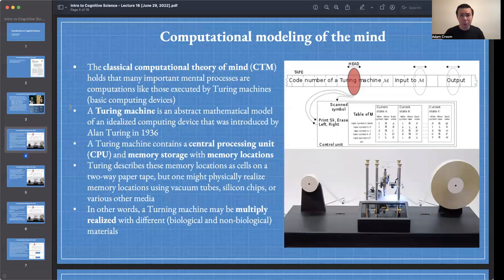So now that we have an understanding of strong and weak AI, another question is, how do we build intelligent systems? We'll look at two approaches, the Turing machine approach and the neural network approach.